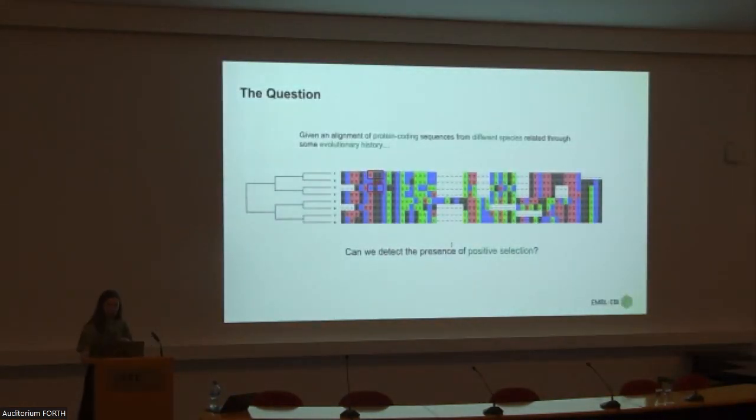So the question that I'm looking at is, given an alignment of protein coding sequences from different species related through some evolutionary history, can we detect the presence of positive selection? And it's not a new question, but we're going to try answering it in a novel way with machine learning.